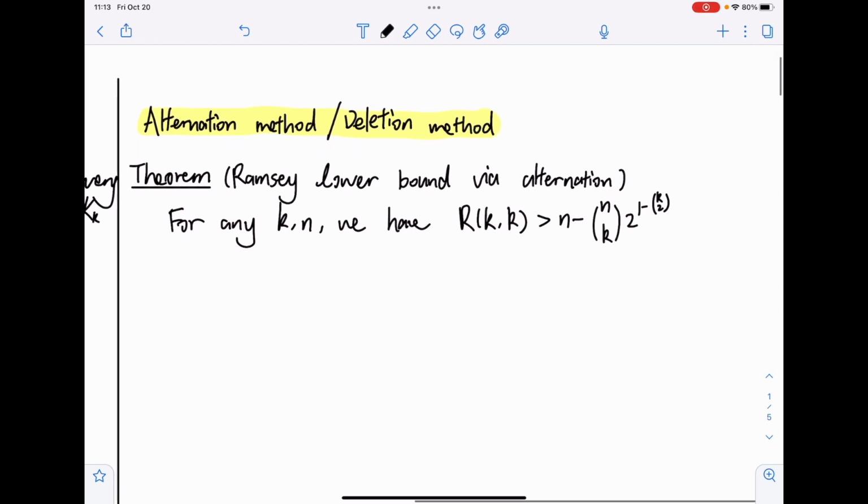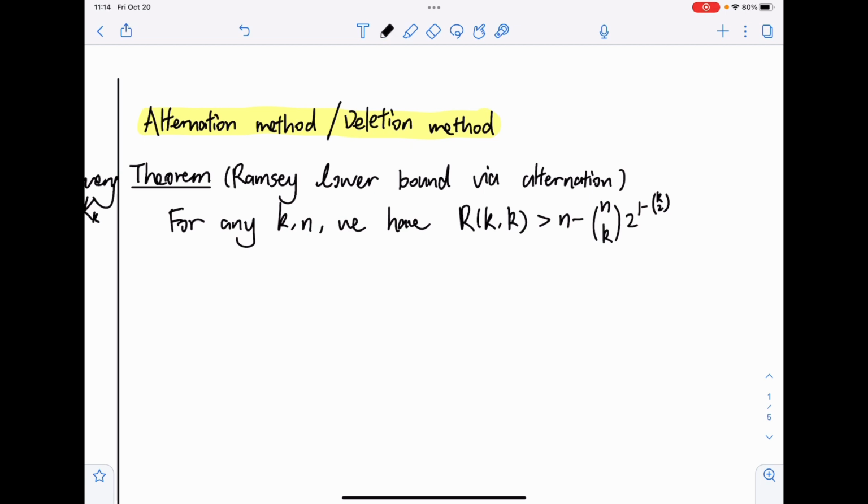And the theorem says that for any k and n, you can see the hypothesis is much simpler. There's no quantitative hypothesis there, and the Ramsey number of k, k is greater than n minus (n choose k) times 2 to the power of 1 minus (k choose 2).